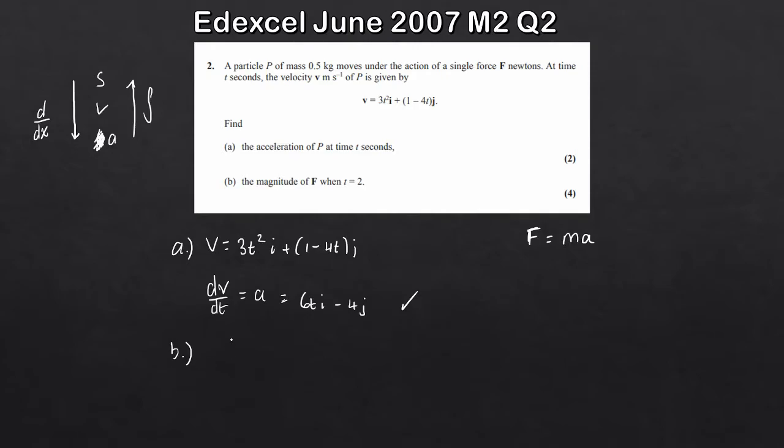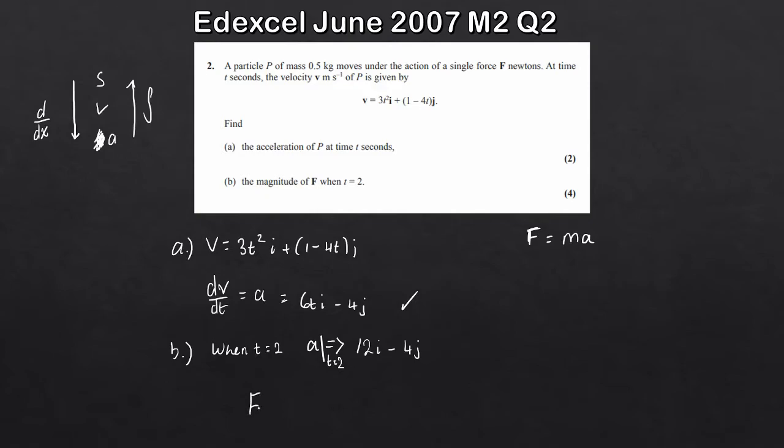What I'm going to do first is work out the acceleration when t is 2. So when t is 2, what do we get for the acceleration? 6 times 2, so that's 12. That gives me 12i, and this would just be minus 4j still. So a when t is 2 gives us this expression here. We have the acceleration, we have the mass, so we can now start putting this together.